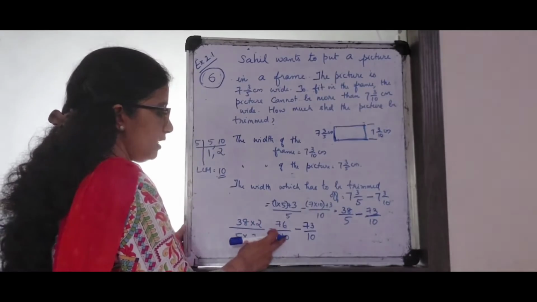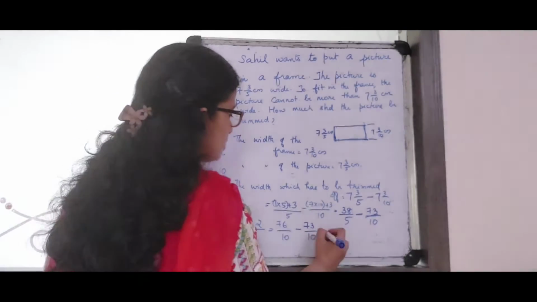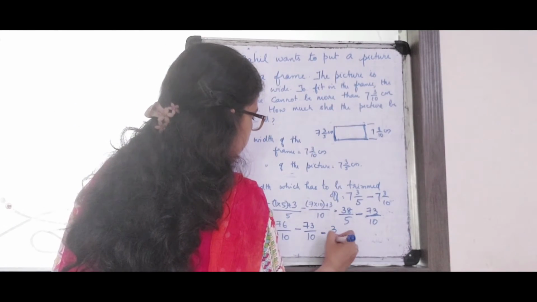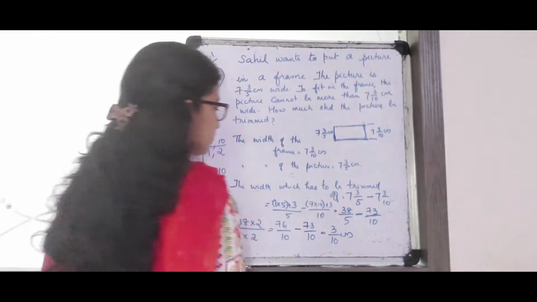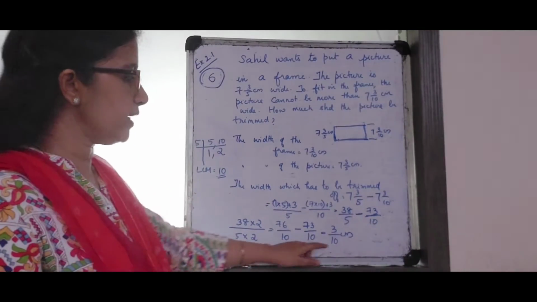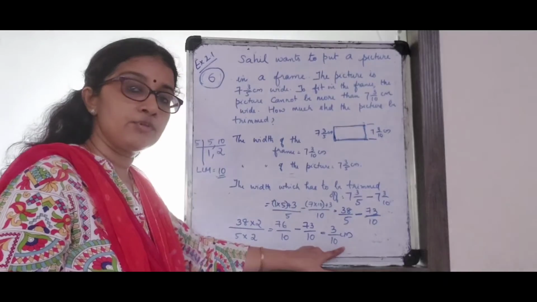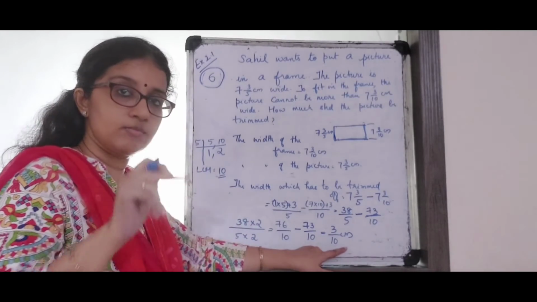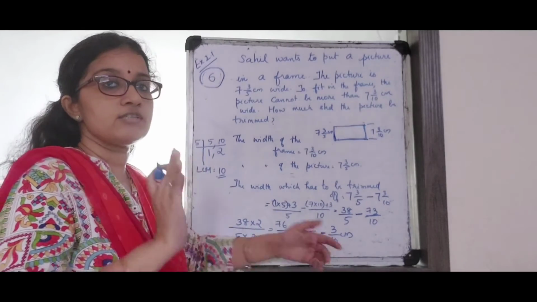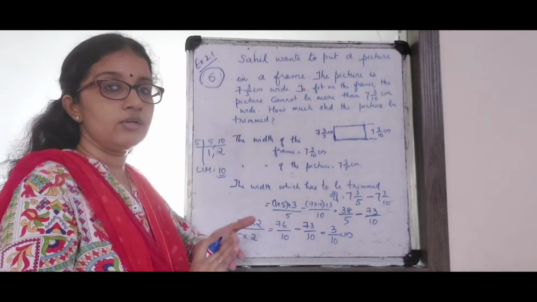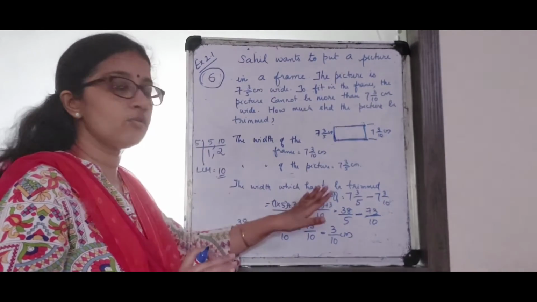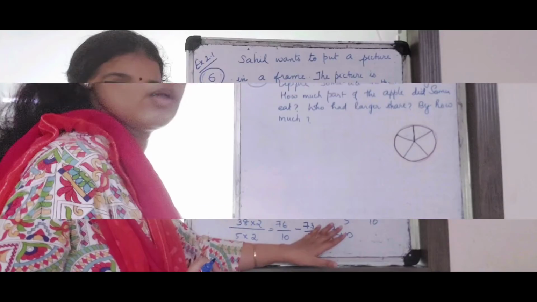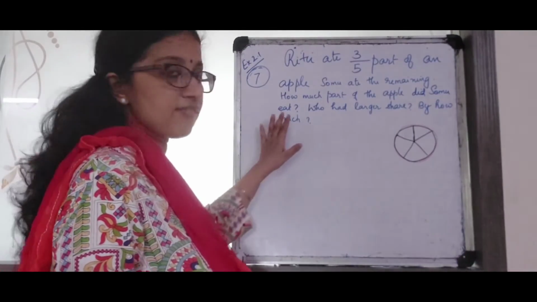Okay, 76 by 10 minus 73 by 10, which is equal to 3 by 10 centimeter. So this 3 by 10 centimeter has to be trimmed off from Sahil's picture so that we can fix it to a frame. Hope you are clear with why we are doing subtraction here. Now let's go into the 7th question.